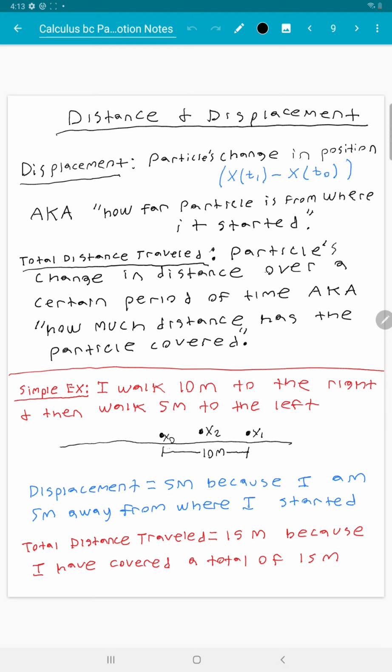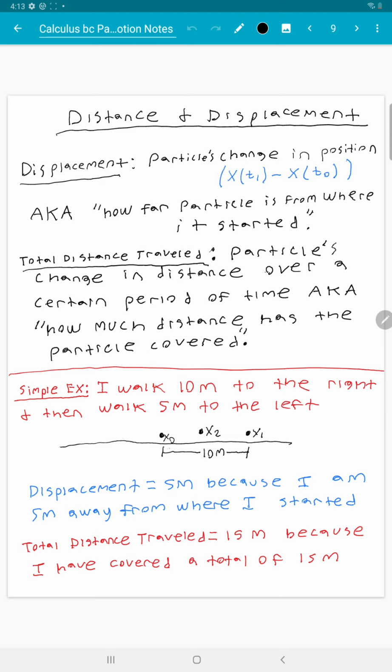So my displacement is how far the particle is from where it started. So what is the distance between x0 and x2? That's how far away I am from where I started, because I started at x0 and ended at x2. And I'm simply 5 meters away from where I started.